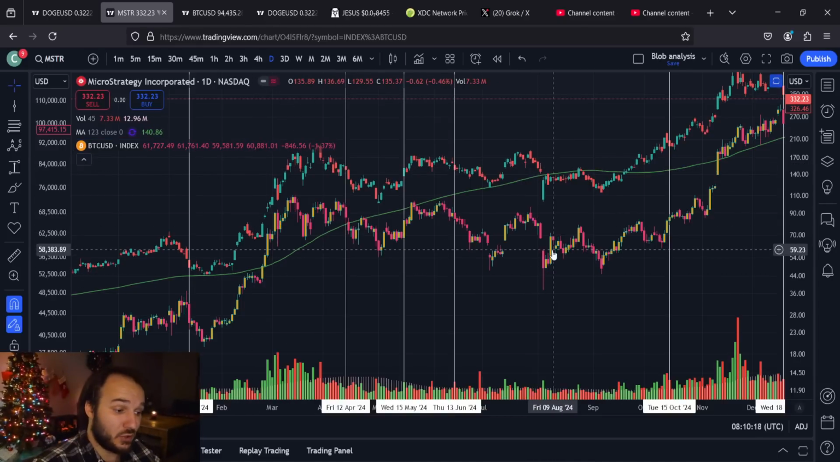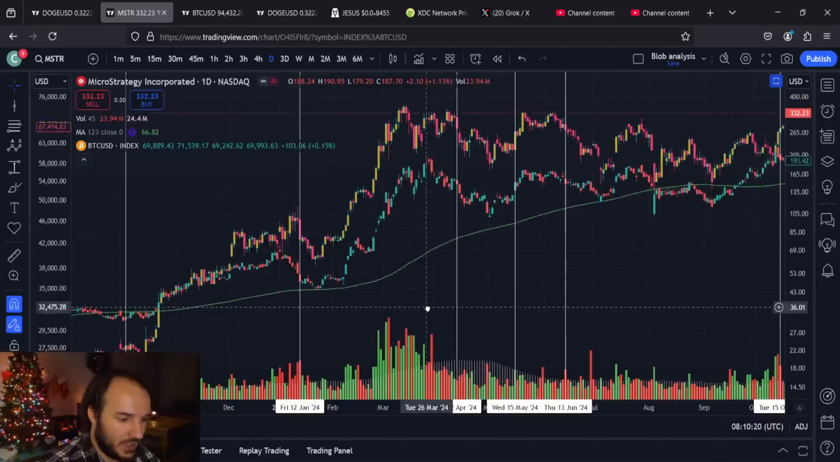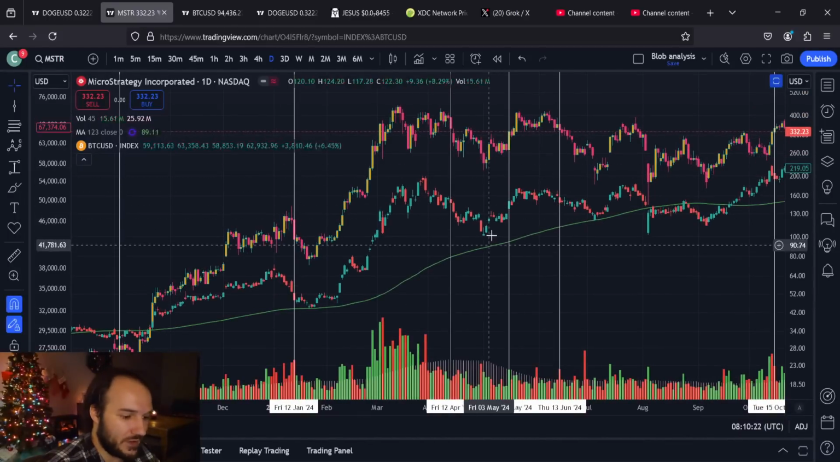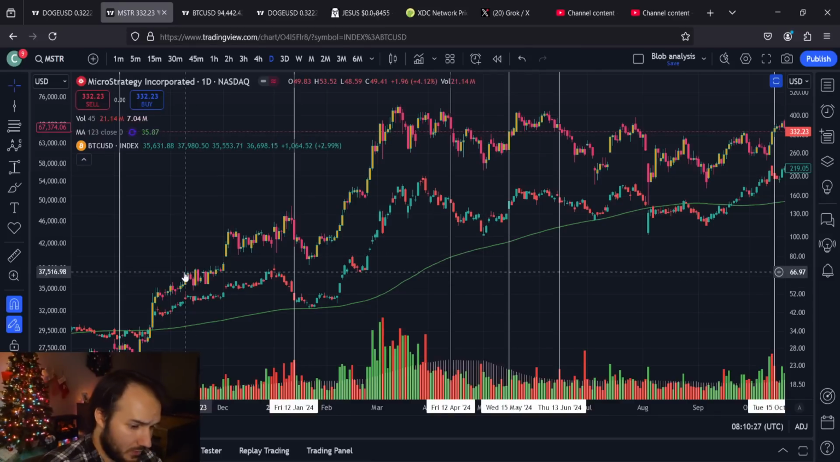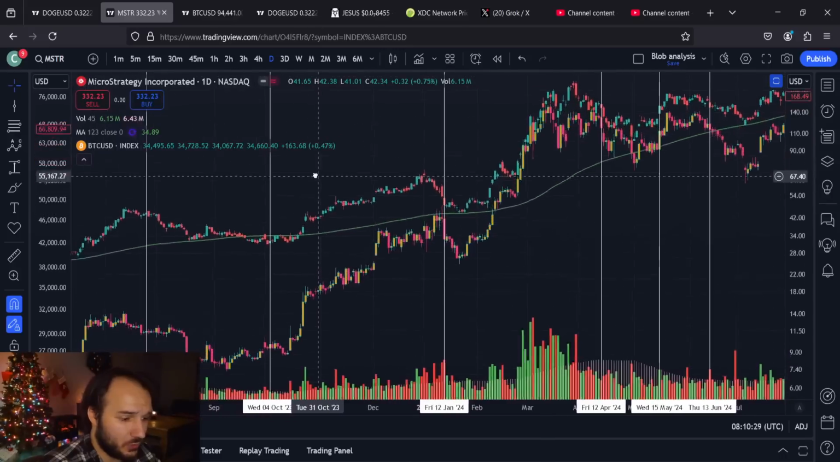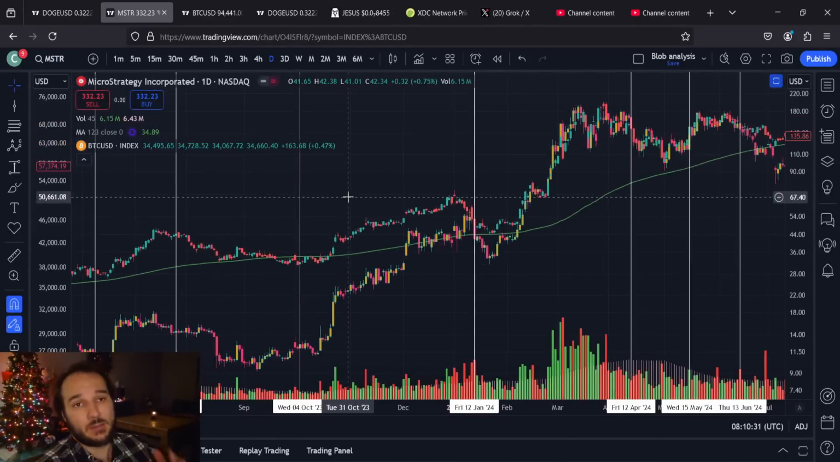MicroStrategy, green and red; Bitcoin, orange and red. Okay, so we compare MicroStrategy to Bitcoin. You can see they're very similar charts. The white lines indicate when the correlation was at a low point, right? And it was turning around, coming out of uncorrelated or less correlated, moving up to correlated.